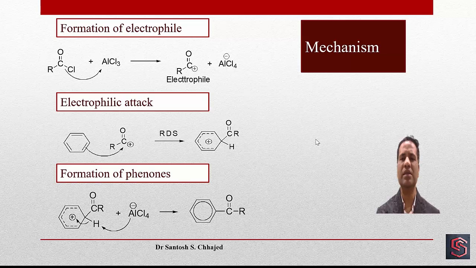AlCl4 minus, being basic in nature, abstracts the hydrogen. As a consequence, the bond between the ring carbon and hydrogen is broken and the electrons remain behind on the ring carbon. Those electrons are later utilized for formation of a carbon-carbon double bond in the aromatic ring, and finally the phenone, or aromatic ketone, forms as the product.